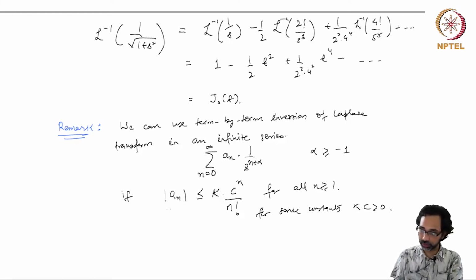So if this condition is satisfied, then one can use term by term inversion, and you can get immediately the inverse Laplace transform of these 1 over s to the power n plus alpha, and the answer is simply powers of t that will come here instead of 1 over s to the power n plus alpha. So you will get an infinite series answer for an infinite series inversion. So this was our Bessel function for order 0.